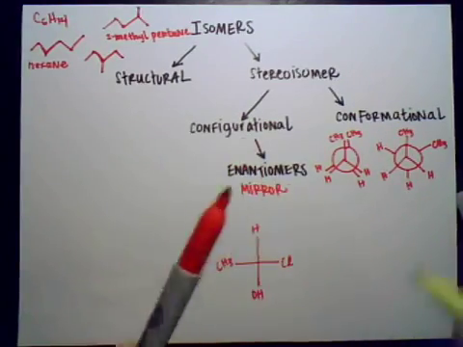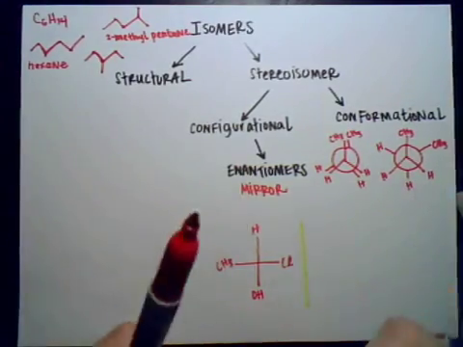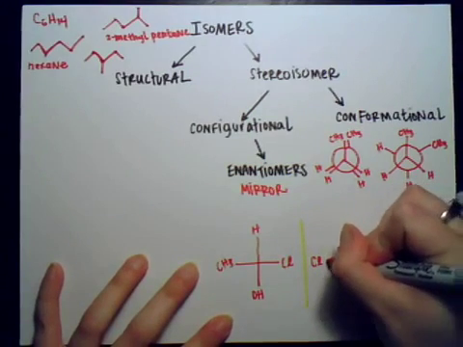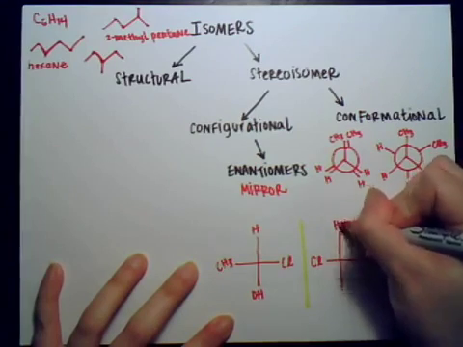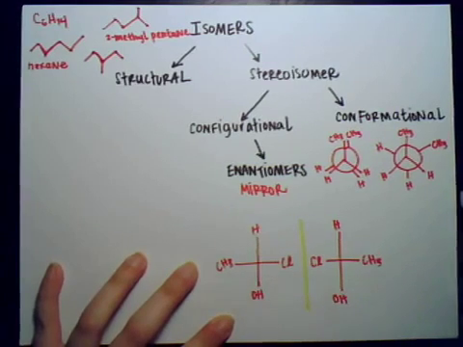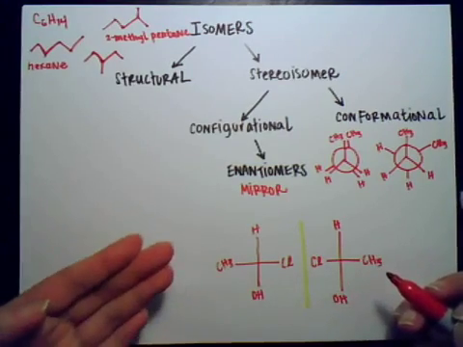And I'm going to use a yellow line to represent the mirror in between them. Now this method of drawing here, this is called a Fisher projection, and I'll go into that in my next video, video number 7, how to draw Fisher projections. But this is basically just showing you a molecule.